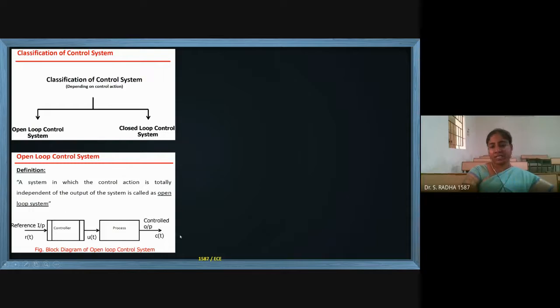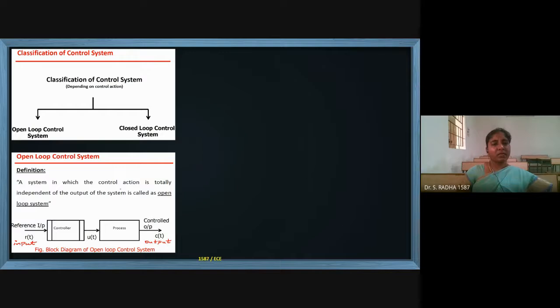In general, R of t and C of t are the representations used for input and output. Throughout the subject, we will use R of t to represent the input signal and C of t to represent the output signal. Here we have two blocks: the controller block and the process block. The process can also be called a plant, which has a general operation. The controller has nothing to do; whatever input is there, it just allows it into the plant, and the plant operates and gives the final output. Overall input is R of t, overall output is C of t.